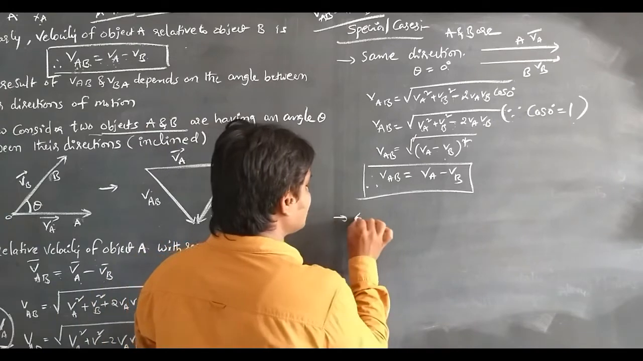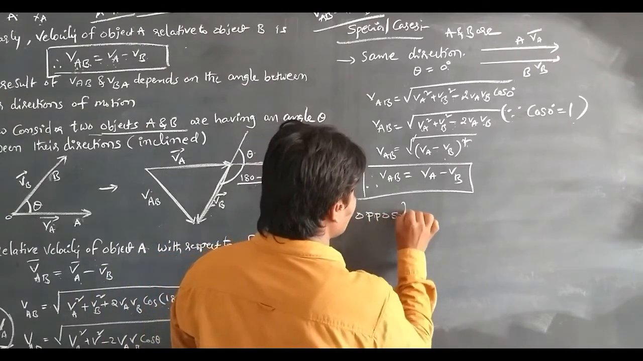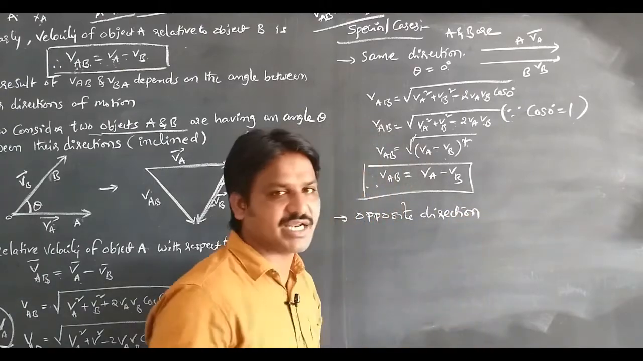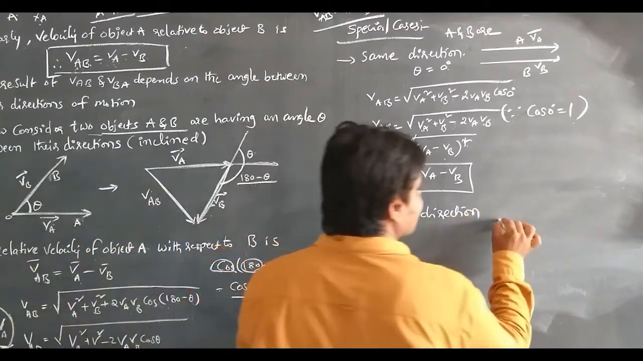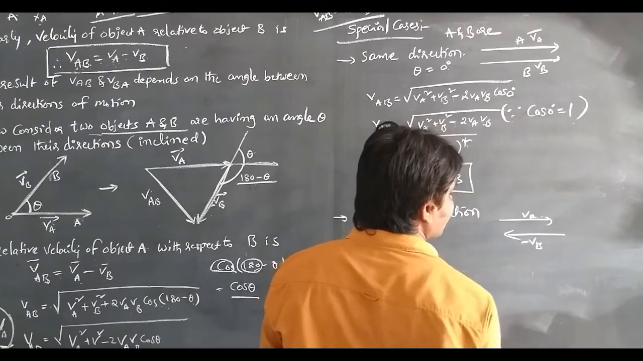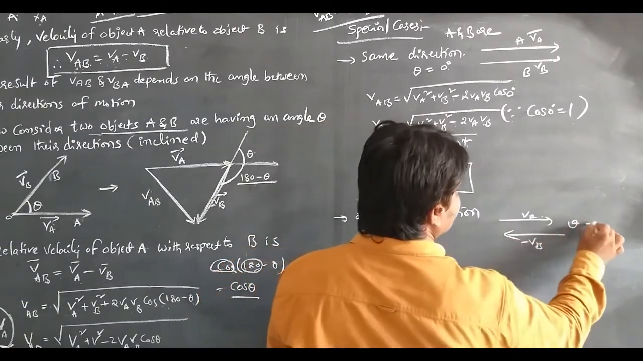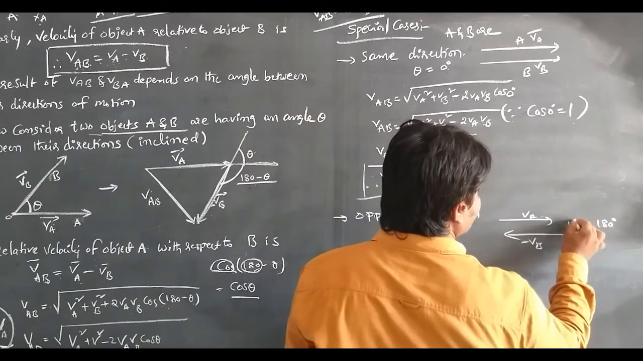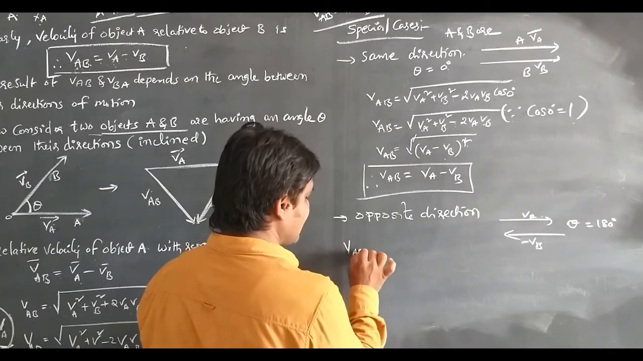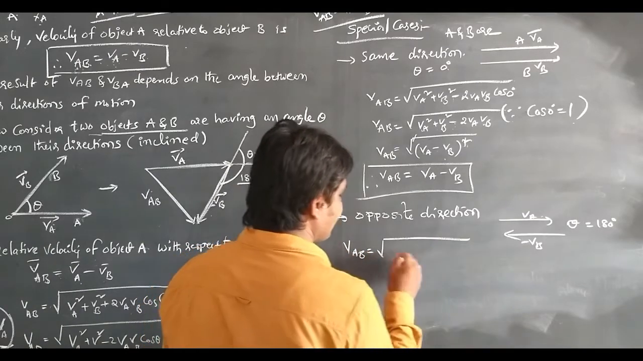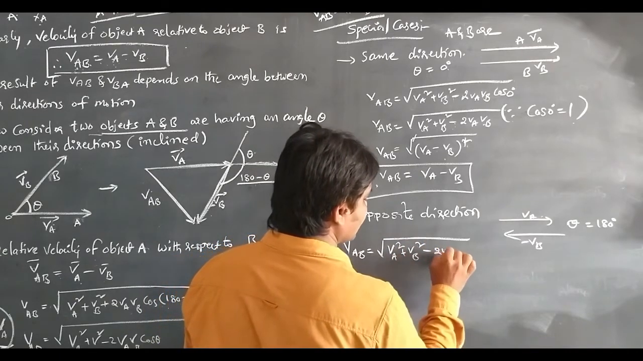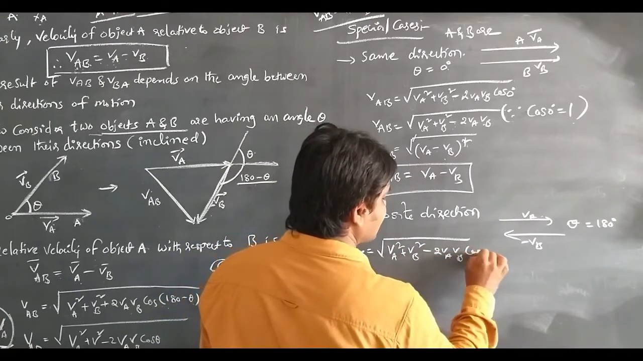In case of opposite direction, when they are moving in the opposite direction, like Va is in this direction and Vb is in this direction, Vb will be minus. So that's why theta is equal to 180 degrees. From that equation, Vab is equal to root of Va square plus Vb square minus 2 Va Vb cos 180 degrees.